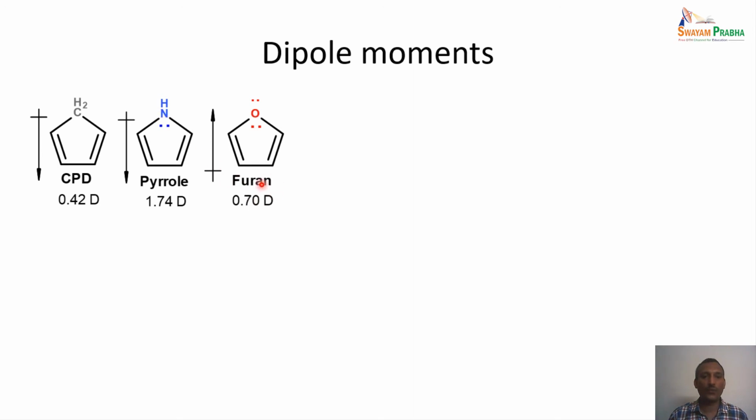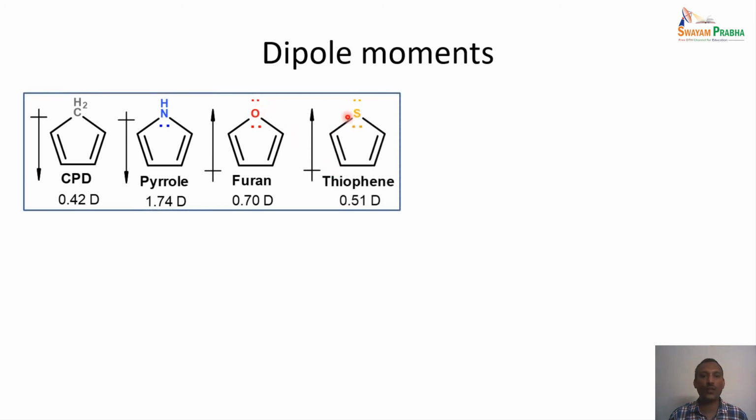Whereas in the case of furan, we have a completely opposite dipole with respect to pyrrole. This is because the oxygen has a lone pair of electrons, so the electron density on the lone pair is much higher than in the pi bonds. That is why this molecule is polarized towards the oxygen, the heteroatom, and the same is the case for thiophene as well.